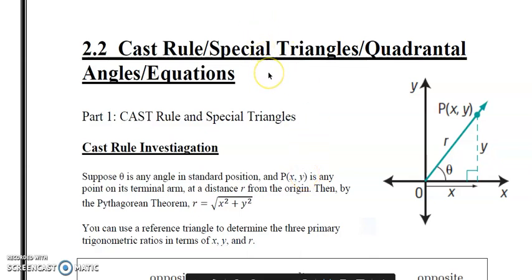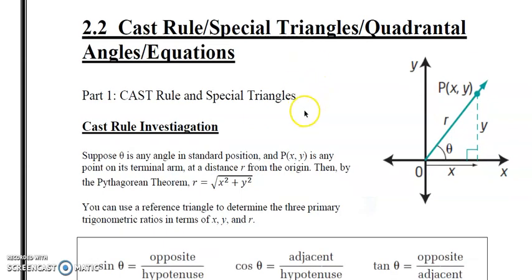Hi everybody, today we're going to start 2.2. It's the CAST rule, special triangles, quadrantal angles, and equations. So part one, we broke this up in a couple of sections. Part one, we're going to look at the CAST rule and special triangles.